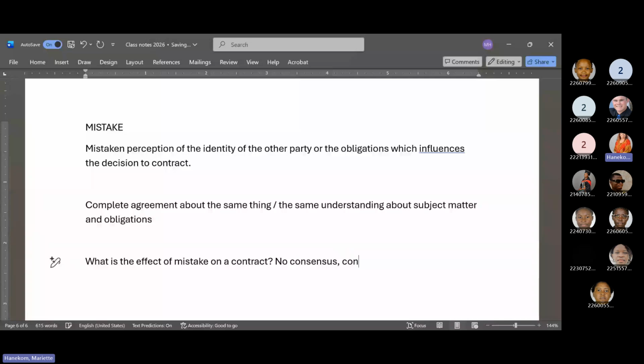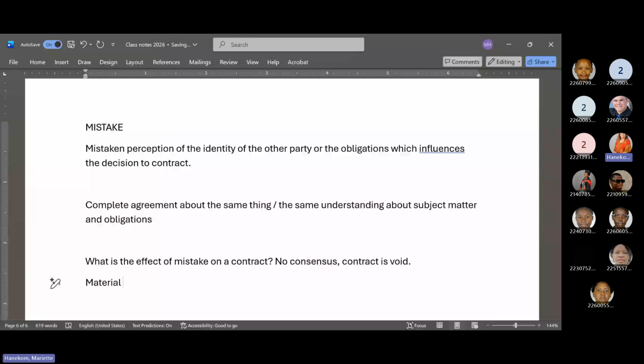And the contract is void. As easy, as logical as that. Not all mistakes will render a contract void. For the mistake to render the contract void, it must be material.